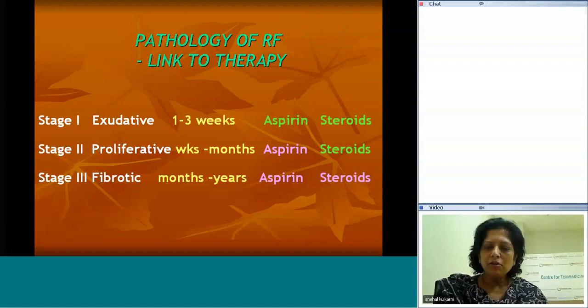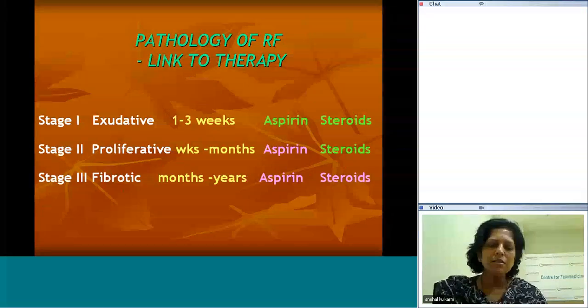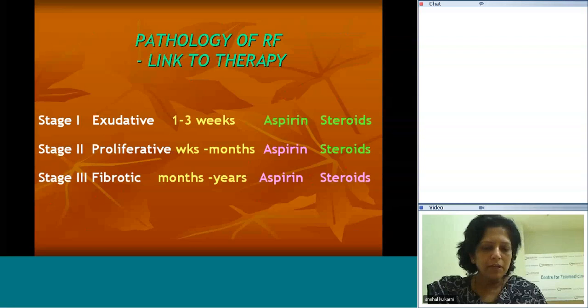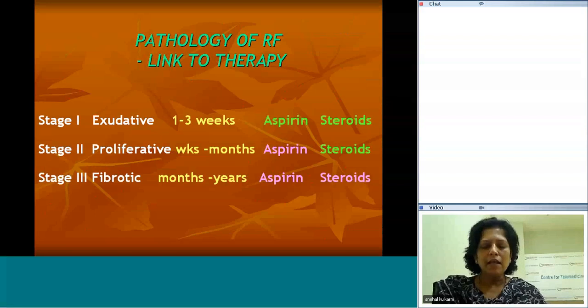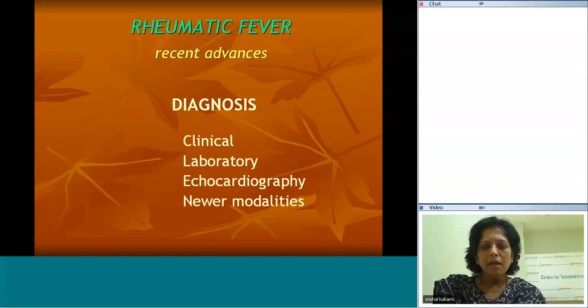Now, if we see the pathology of rheumatic fever and how we see the management part of it, stage 1 is the exudative stage, which lasts for 1 to 3 weeks. And during this stage, we really do not need any of the anti-inflammatory agents. Stage 2 is the proliferative stage, which lasts for weeks and months, and aspirin has a major role to play. And stage 3 is the fibrotic stage, which lasts for months and years, where aspirin plus steroids may have to be given in combination.